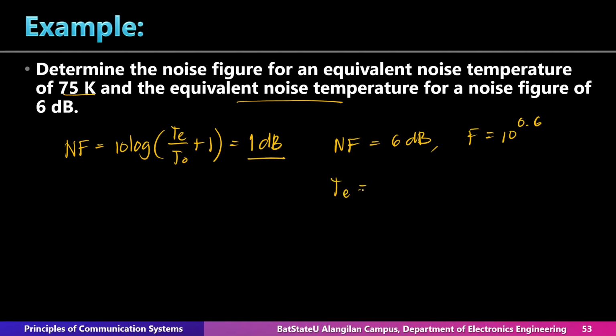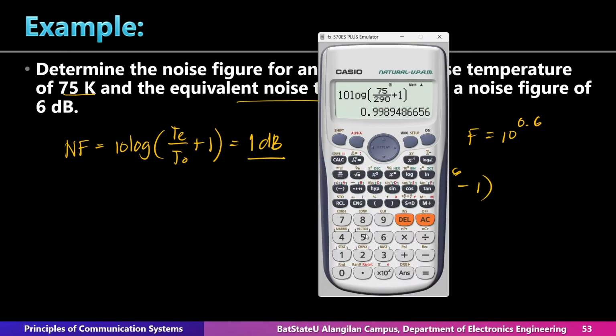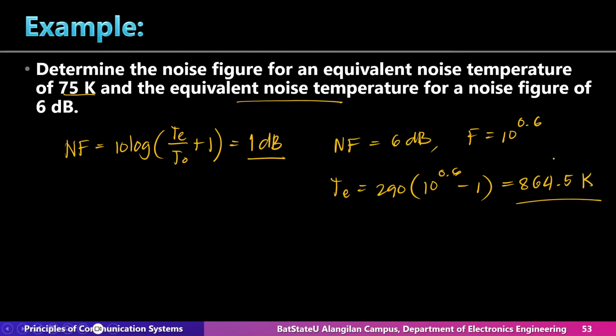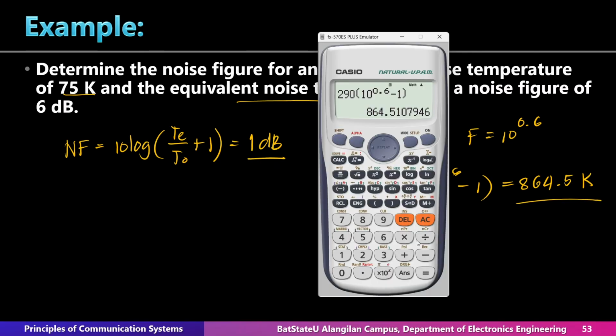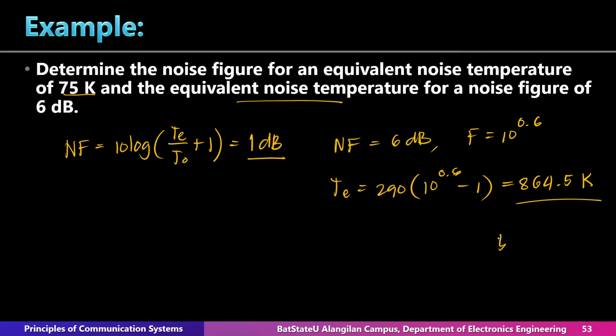Ang equivalent noise temperature ay TO, wala naman nabanggit, so 290 na rin, times 10 raised to 0.6 minus 1. Okay. So, sa calculator, the answer is 864.5. So, the unit of course is kelvins. Kung gusto mo naman na naka-Celsius para mas madali mong ma-imagine, minusan mo ng 273. So, the answer is 591.